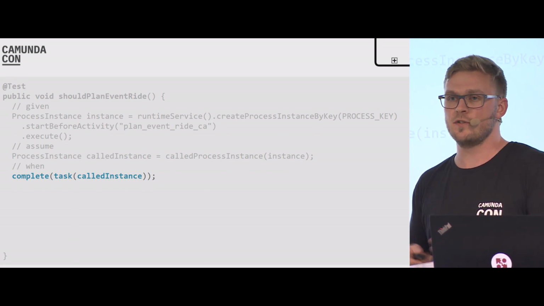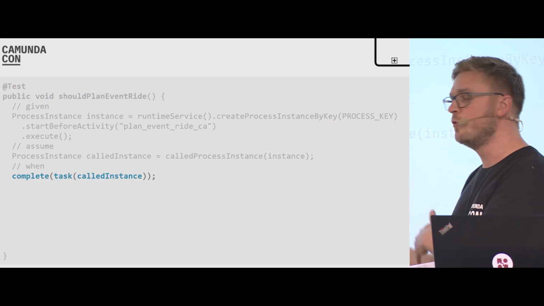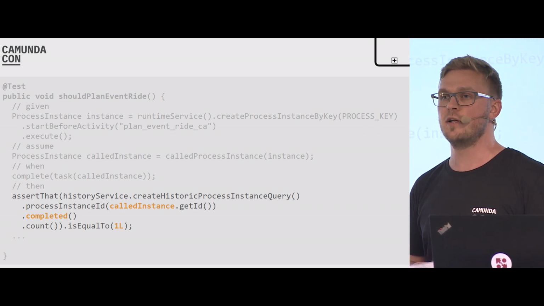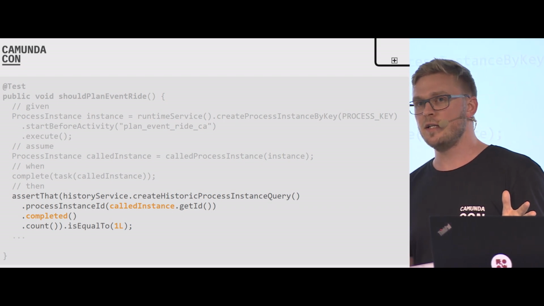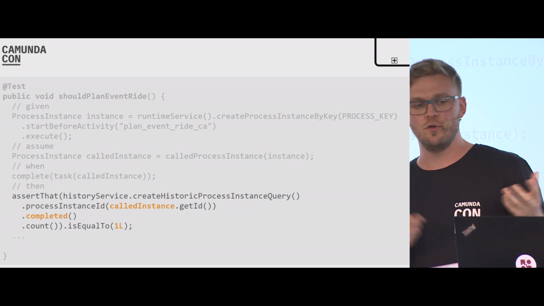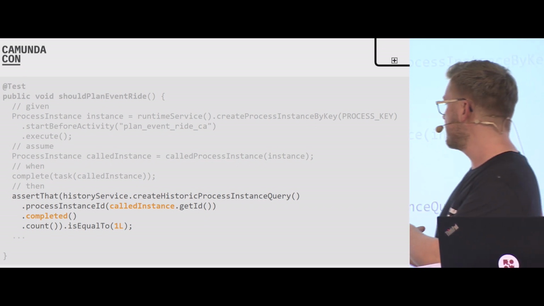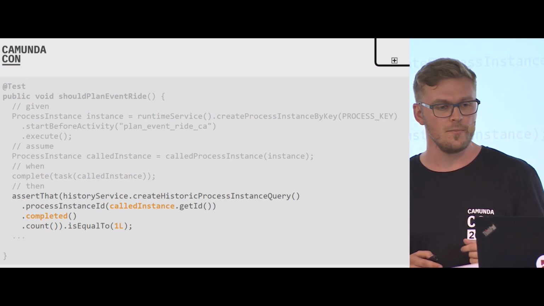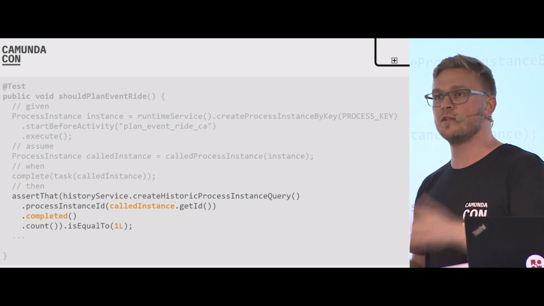The whole sub-process is driven to its end, and we tested what we want to test, that we have a wait state and a sub-process, and we can move past it. And what we now want to assert is that our called process instance is finished. How do we do it? Well, we have a concept of runtime and history. And since the process instance is finished, it's not present in the runtime anymore. So you have to use a history query for historic process instances, use the process instance ID of your called process instance, make sure it's completed, and make sure it's only one of them. That's a very verbose way of asserting that your called process instance is ended.